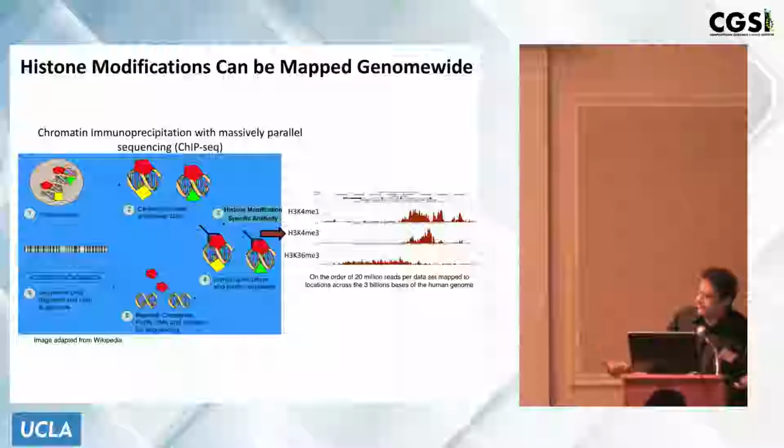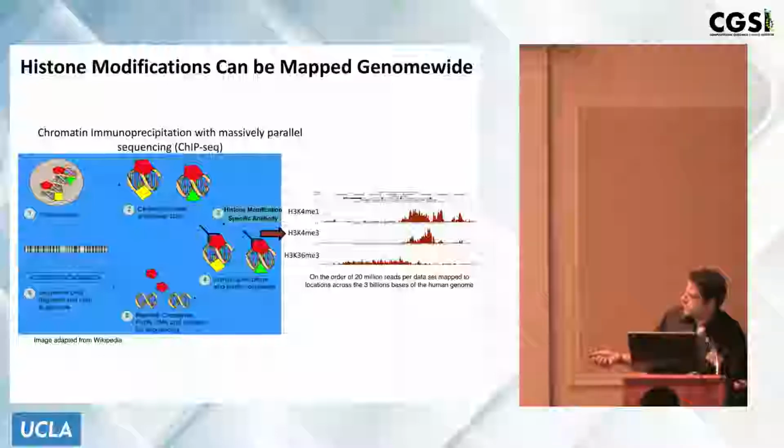So what has driven a lot of the work in this field is this assay ChIP-seq, chromatin immunoprecipitation followed by massively parallel sequencing. So the idea here is that you have different antibodies that can recognize different modified forms of histones. So you can think of it as a lock fitting into a key. And the specific antibody is targeted to a specific histone modification.